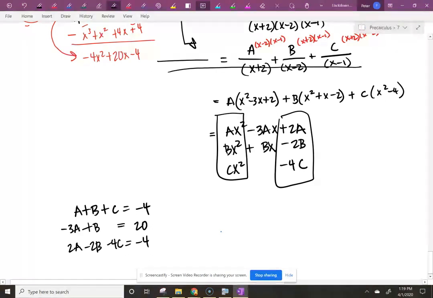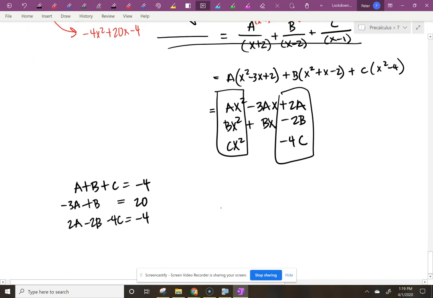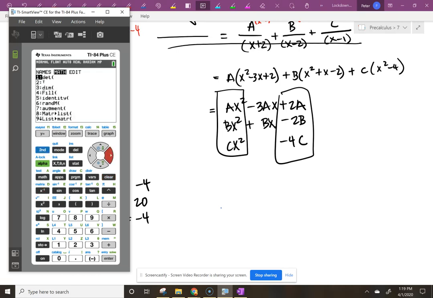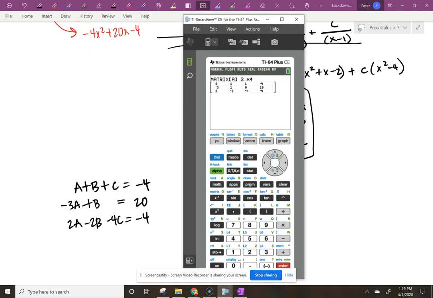And you could now put this into a matrix and solve, which is what I will do. I think I was starting to do this on a second matrix over to edit. I might have had a typo though. So let's see. Yeah, I already see some mistakes on the first one. So it's a 3 by 4. It's a 1, 1, 1, and it equals negative 4. Then a negative 3, a 1, and a 0 equals 20. And then a 2, a negative 2, and a negative 4 equal negative 4.